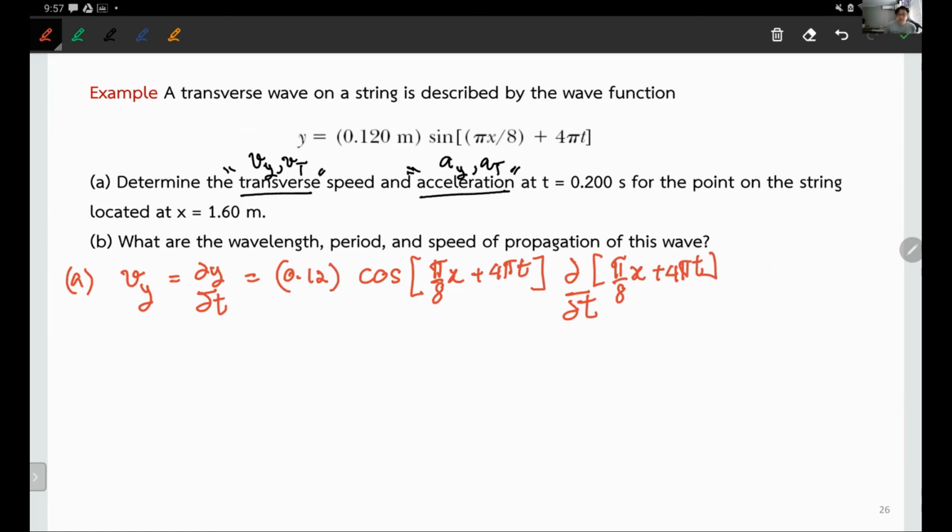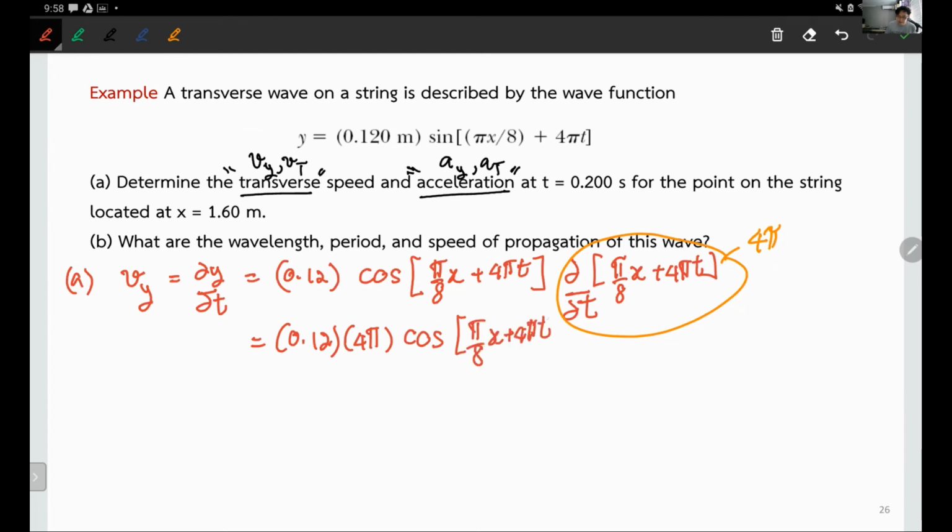And for those of you who learned this in Thai, this is dip side. You have to do dip side too. But when you do the dip side, you take the chain rule just with respect to time, not x. And of course, this term alone gives you 4 pi. X is gone. So the answer is 0.12 times 4 pi cosine of pi over 8 x plus 4 pi t. Done. Cool.